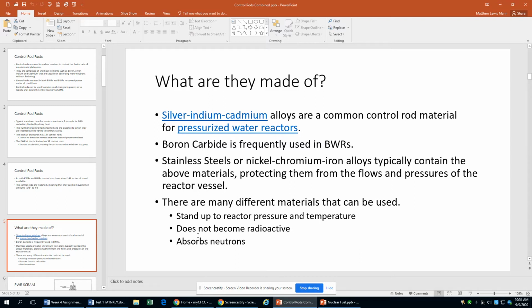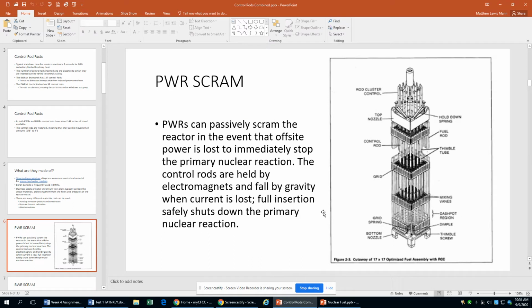And it has to be something that absorbs neutrons, otherwise it's not going to be worthwhile. So the stainless steel and these alloys are not going to necessarily absorb neutrons. It's the boron or the silver indium cadmium that's going to be what's actually absorbing the neutrons.